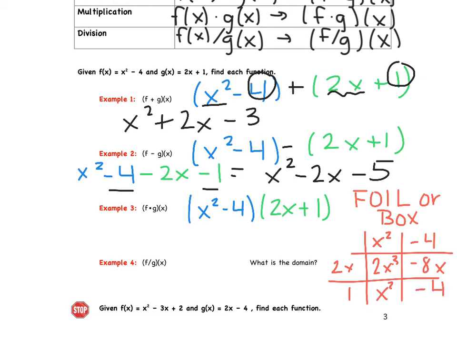Alright, I look and see, can I combine like terms? No, I can't here because I have an x to the third term, x squared term, x to the first power term, and a constant. So now I simply write them starting with the highest degree. So I have 2x to the third plus x squared minus 8x minus 4. And that would be my answer for example 3.